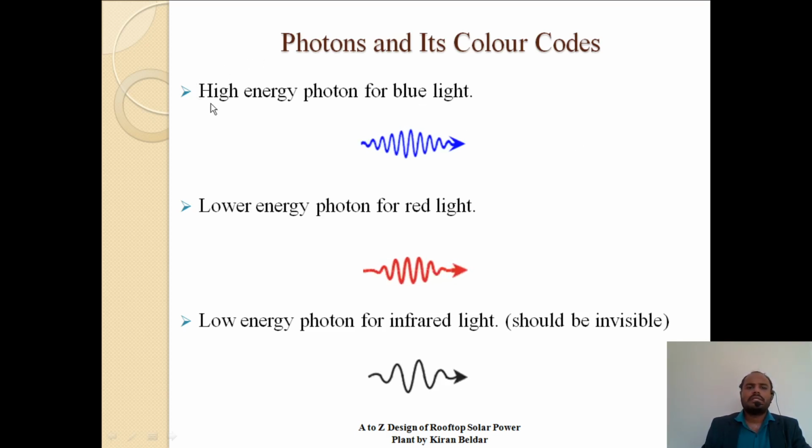Out of that, first is the high energy photon. The high energy photon's color code is basically the blue light color. The next is the low energy photon, indicated by the red light.